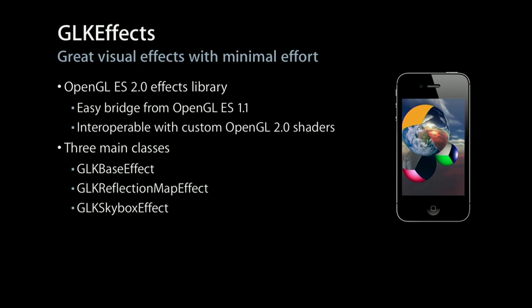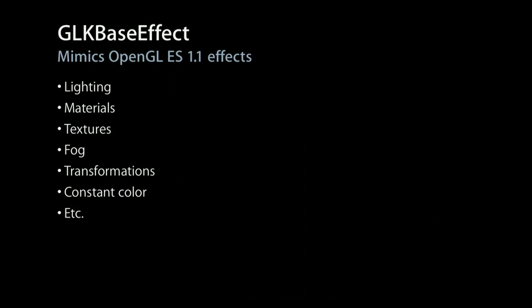There's 3 main classes: the base effect, the reflection map effect, which I won't be covering in this video, and a 3rd one called the Skybox Effect. So let's start with the base effect. The base effect mimics the features of the fixed function pipeline of OpenGL ES 1.1 and implements them using shaders. This means that by using the base effect in your code, you can have an almost 1-for-1 mapping of the effects you're using with ES 1.1 and with a replacement that makes you compatible with OpenGL ES 2.0.